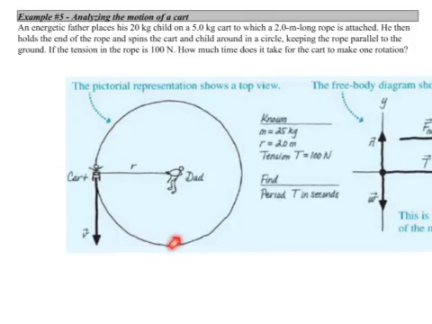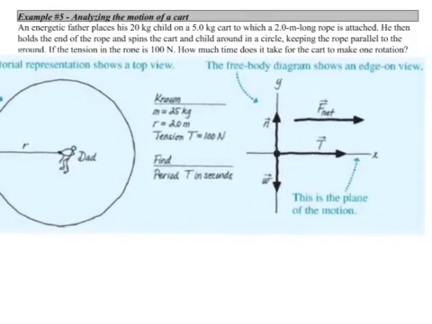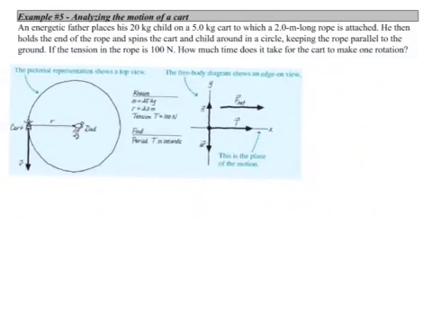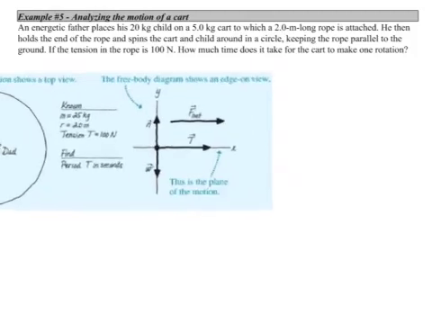So in this picture, we have a top-down view. The dad is spinning the cart in this direction. His tangential velocity, his linear velocity, is going off in this direction. So we know the mass of the child, we know the radius of the circle, we know the tension in the rope, and we want to find the period in seconds.